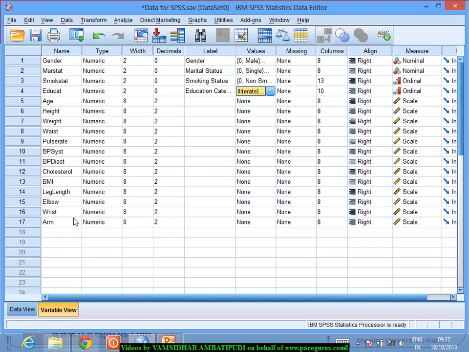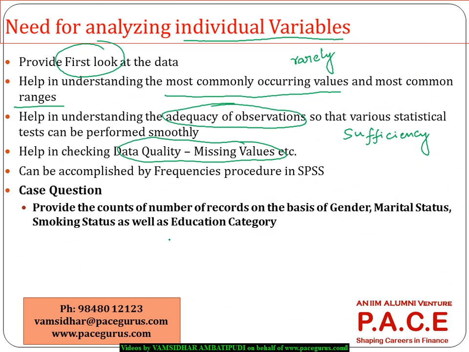So in this session, I would like to summarize based on these 4 variables. That is what I have mentioned as a case question. Provide the count. So what do we mean by summarizing? The initial summarizing is what we typically do as a counting exercise, especially for nominal and ordinal data. So we will try to count how many values of each category are there for each of those variables based on gender, the marital status, the smoking status, as well as education category.